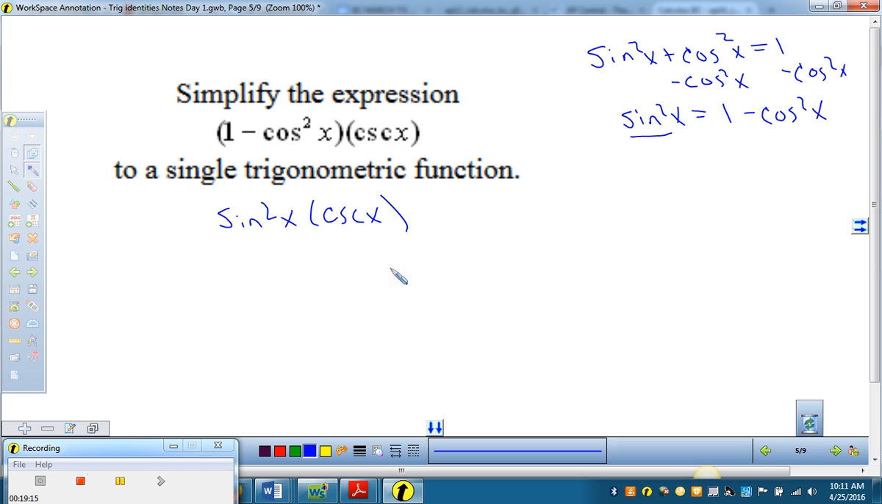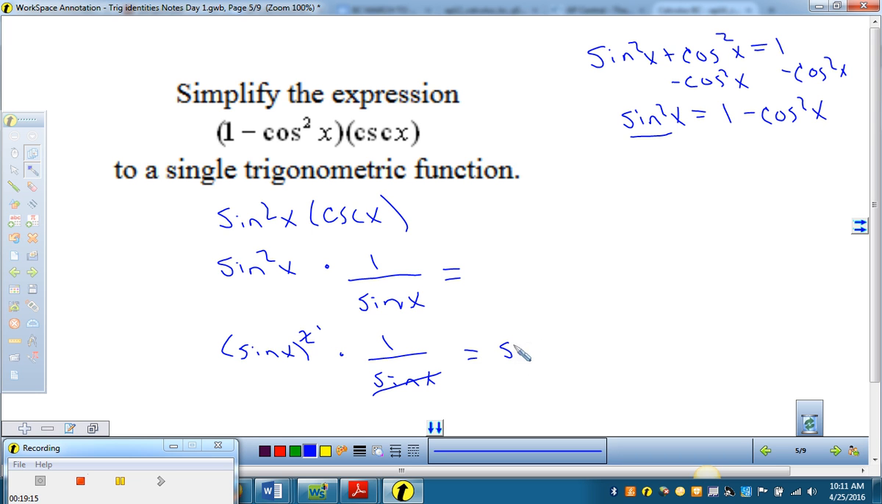I still have 2 different trig functions. This one's already down to sine. How can I rewrite cosecant x? Very nice. So we get sine squared x times 1 over sine x. And what will that equal? Sine x, because sine squared x means sine of x squared, times 1 over sine x. So that's canceling top and bottom, right? That one goes away, and we're left with sine x.